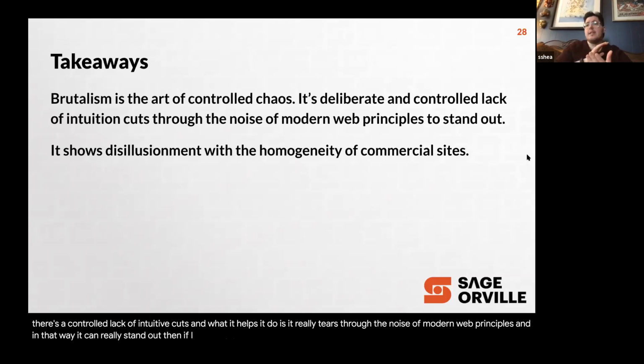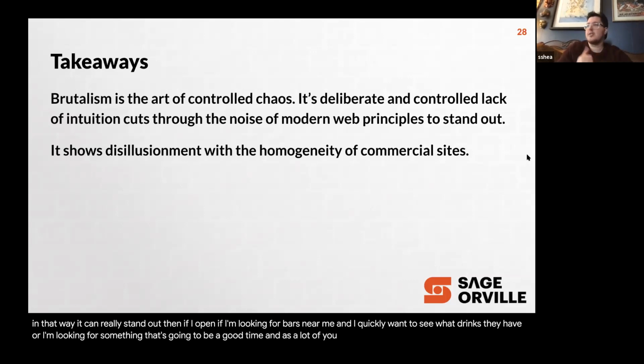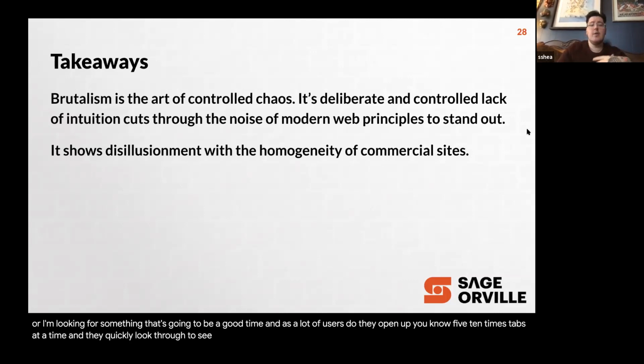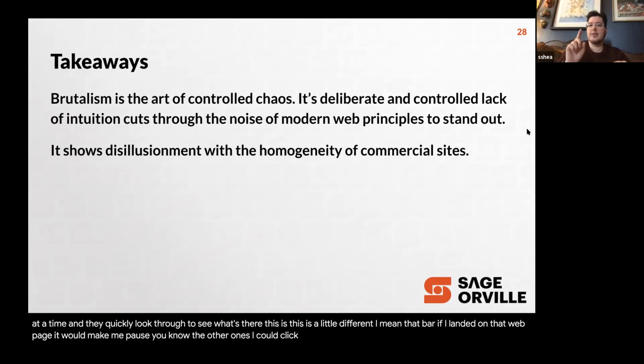If I'm looking for bars near me, and I quickly want to see what drinks they have, or I'm looking for something that's going to be a good time, and as a lot of users do, they open up five to ten tabs at a time, and they quickly look through to see what's there. This is a little different. If I landed on that web page, it would make me pause. The other ones I could click through and just be done, done, done. And this is where I'd land.